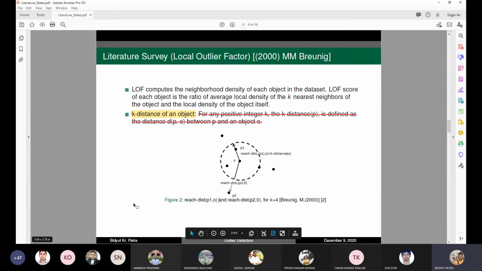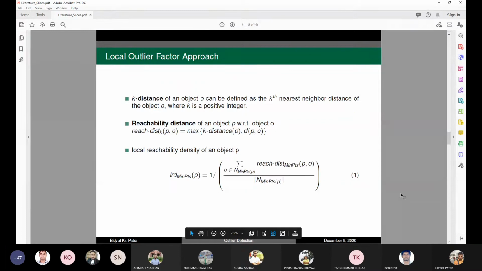So having said that, here we have the reachability distance of an object with respect to another object O. That is, reach-dist of point P with respect to O is the maximum of k-dist of O and the distance from P to O, as I said earlier.